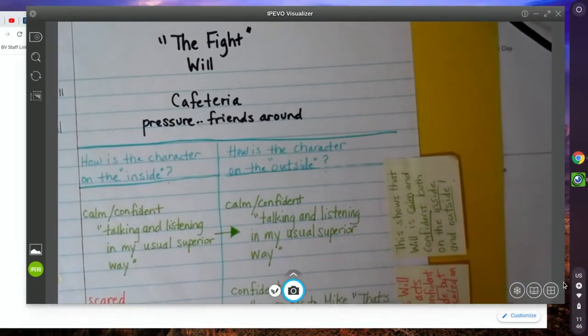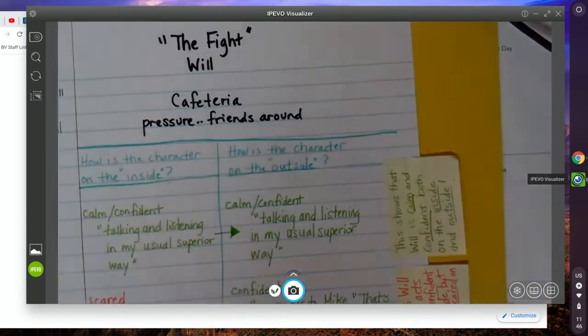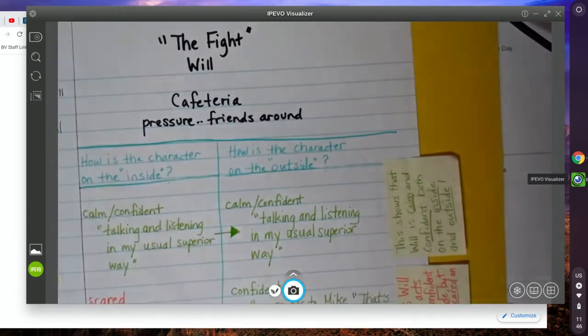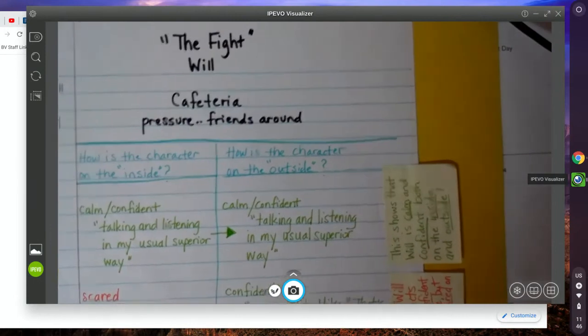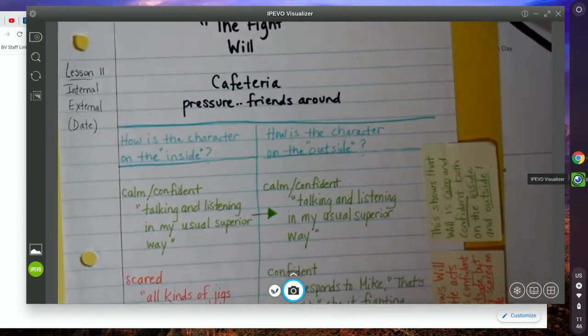Okay, so today's lesson, well, first of all, let's catch up on what we did yesterday to get our brains in gear. So yesterday you worked on lesson 11, which was the fact that what is happening internally sometimes matches how a character is on the outside and how they're reacting.